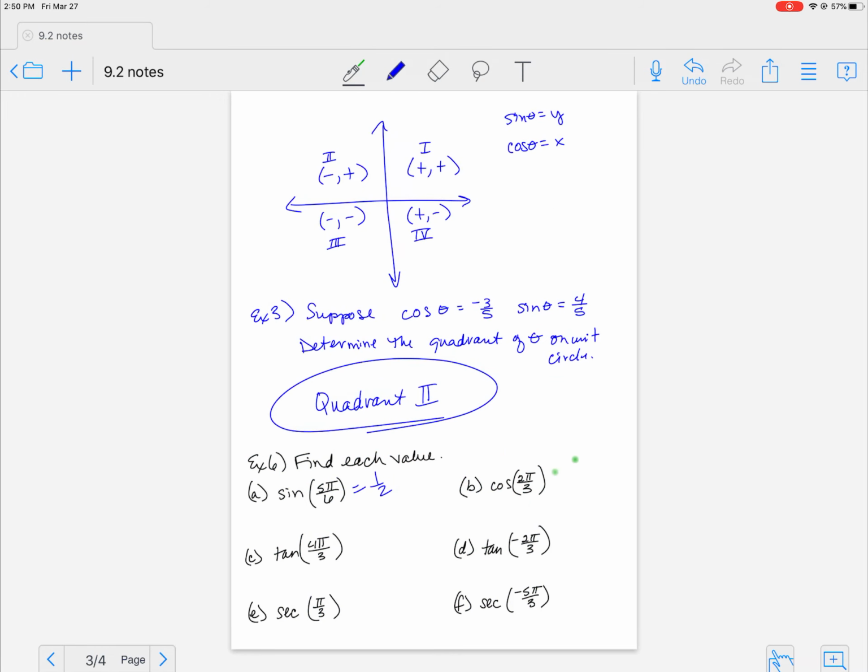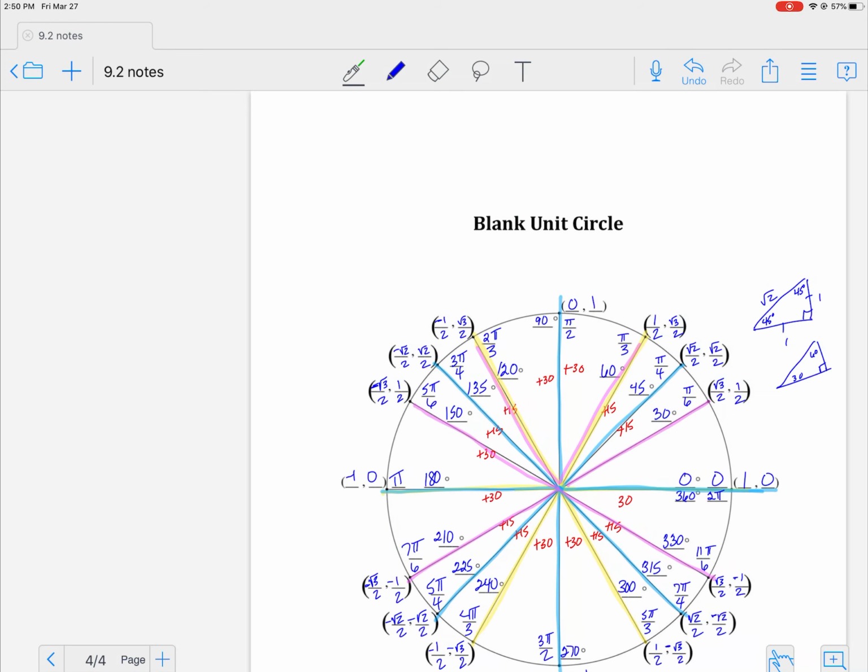Cosine of 2 pi over 3. So look at your 2 pi over 3. Here we are at 2 pi over 3. Your cosine is the x values, so it's -1/2. Do you see? It's literally that easy. Once you have your unit circle, you just pull the information off.